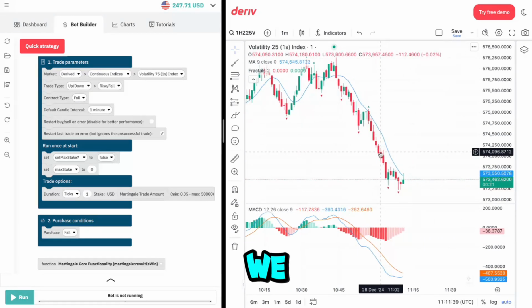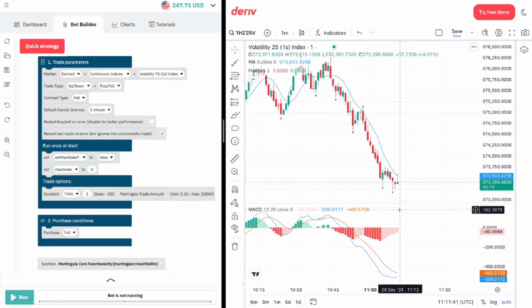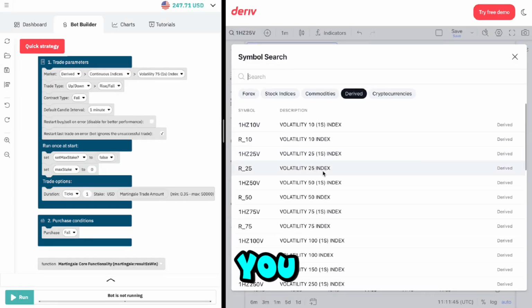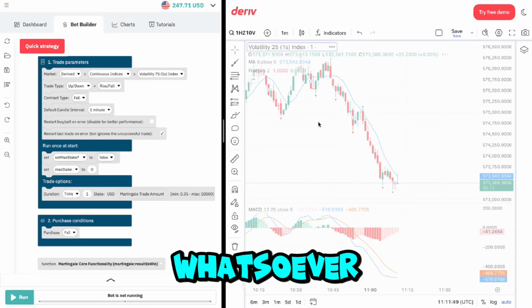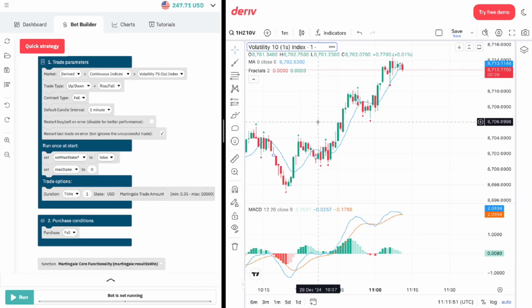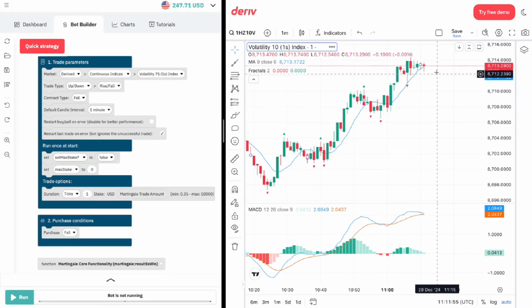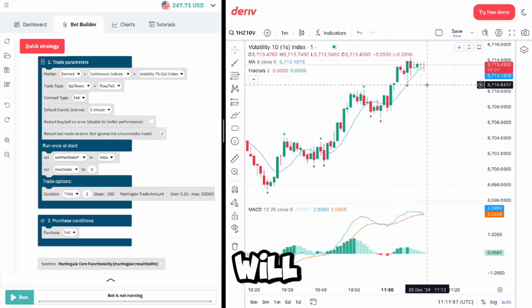Okay, let's see if we find anything. Yeah, this might rise, but it's not yet there. So you can see how patient I am. There's no hurry whatsoever. Let's see if there will be a dip.